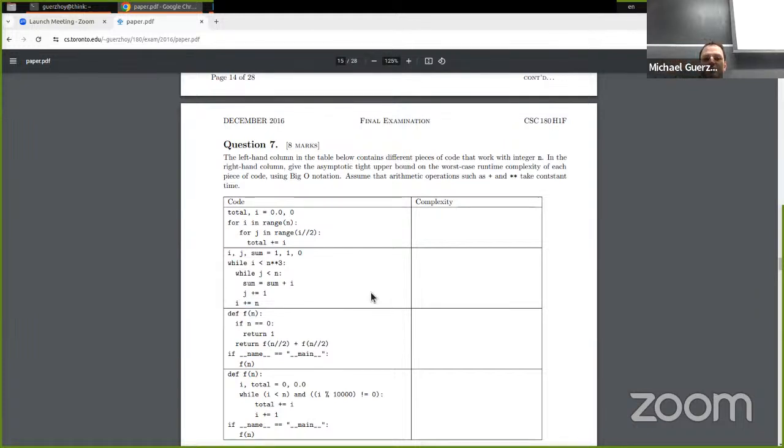Is it because the second one is constant? It's because the second loop just runs the once. Right, and it runs the once because j never resets to 0. And the third one is O of n.